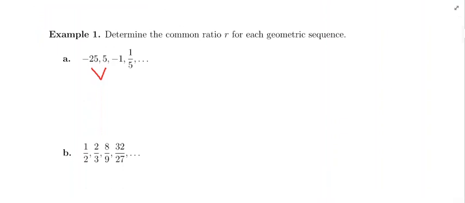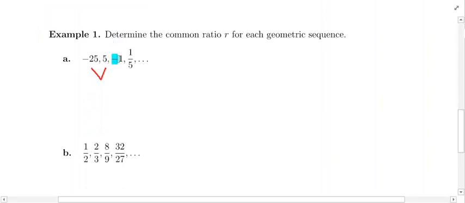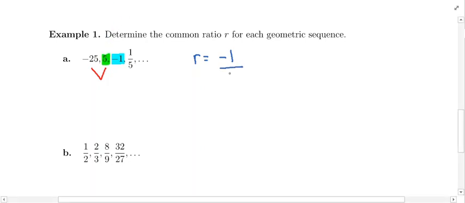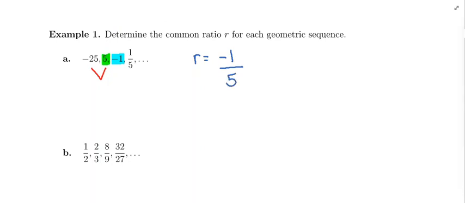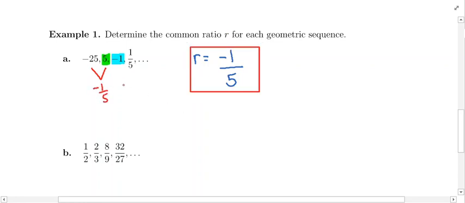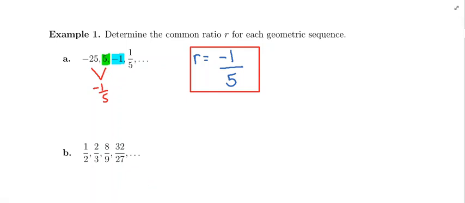All right, so I think the easiest pair of numbers here are going to be 5 and -1. If I take a term, I'm going to pick -1 here, and I divide by the term that came before it, which is 5, that's going to tell me what my common ratio is. What that tells me is that to go from one term to the next here, I need to multiply by -1/5.